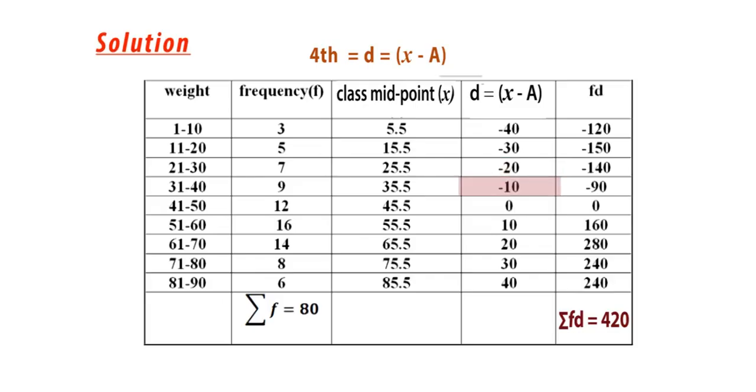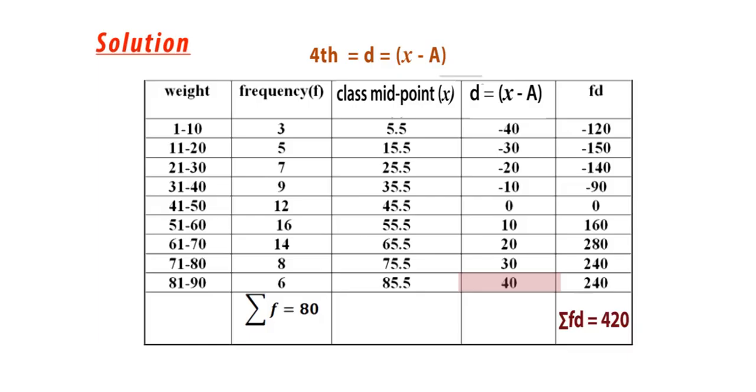31 to 40, we have negative 10. And then 41 to 50, we have 0. 51 to 60, we have 10. 61 to 70, we have 20. 71 to 80, we have 30. And 81 to 90, we have 40.